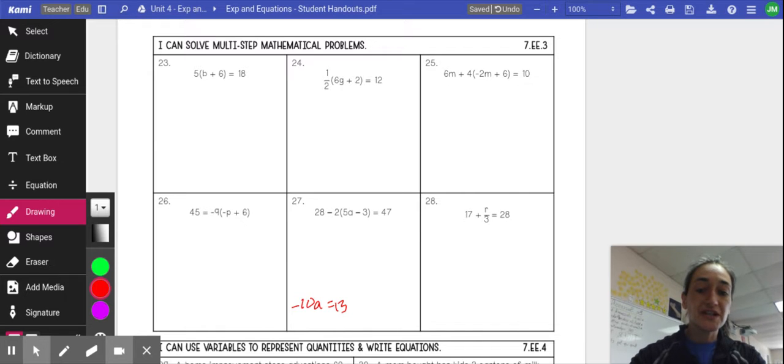Well, the operation I see here is multiplication. Therefore, I will divide. And I can't just divide by 10. I need the negative sign to go away as well. So divide by negative 10 to get rid of the tens and the negative signs. And it just leaves me with a.